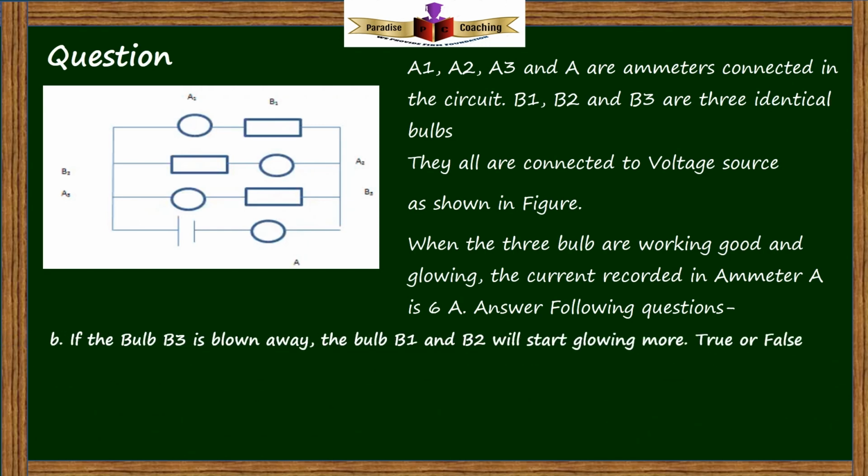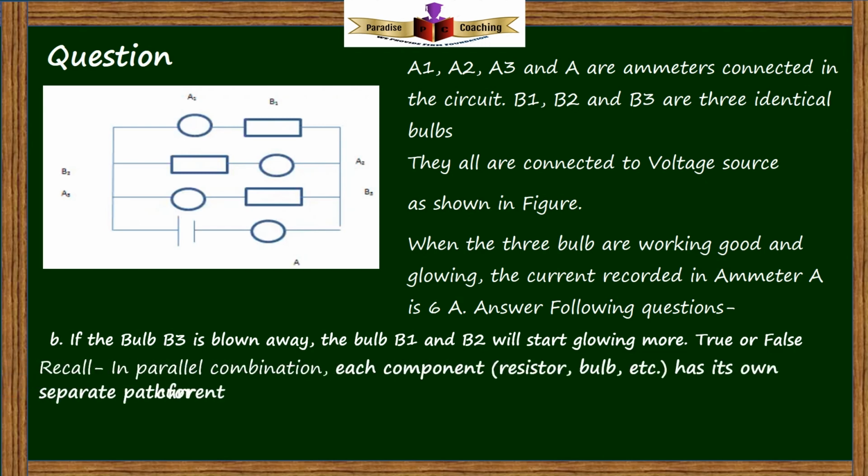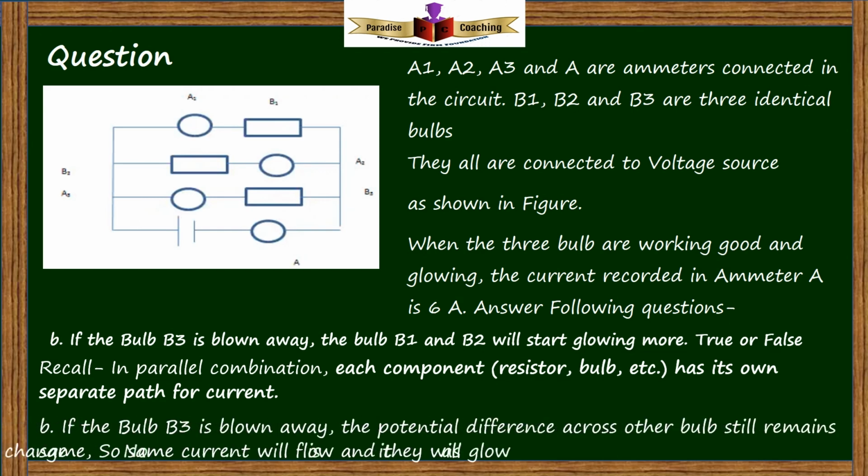Question B. If the bulb B3 is blown away, the bulbs B1 and B2 will start glowing more. True or false? Recall, in parallel combination, each component, resistor, bulb, etc., has its own separate path for current. If the bulb B3 is blown away, the potential difference across the other bulbs still remains the same, so the same current will flow, and they will glow as before. No change. False.